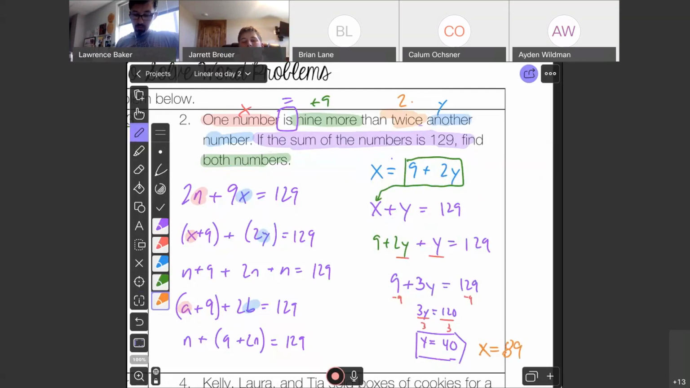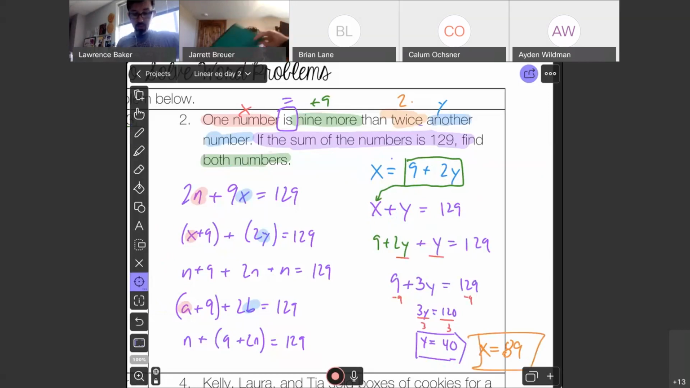Or the other way. What number plus 40 is 129, right? Well, what number plus 40 is 129? So 89, right? So we can see that it works for both. And you go back to the beginning too. One number, that was our x, right? I said x was 89. 89 equals 9 more than twice y.